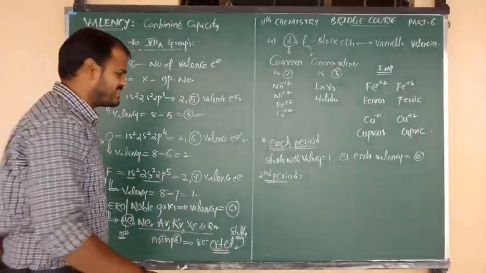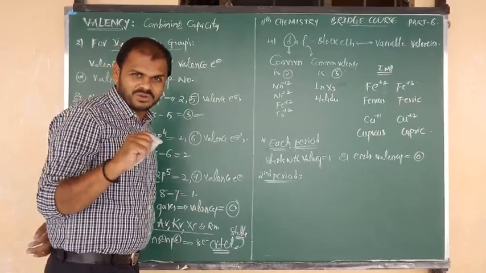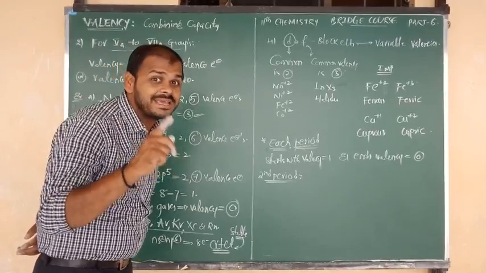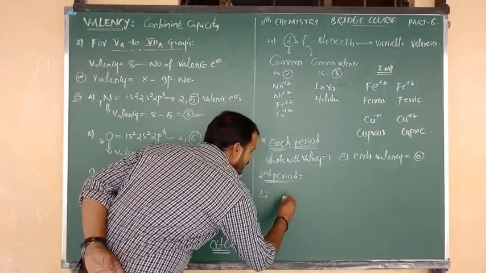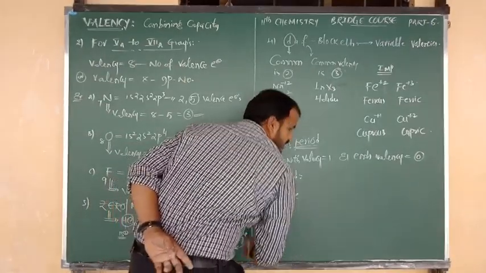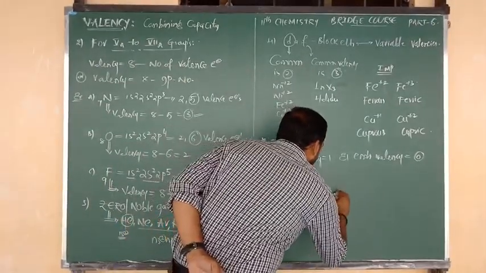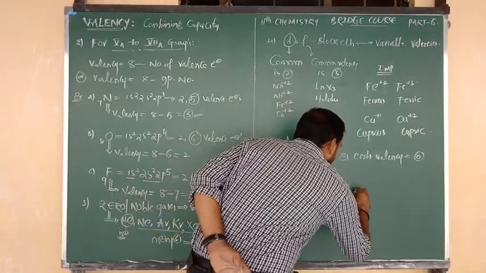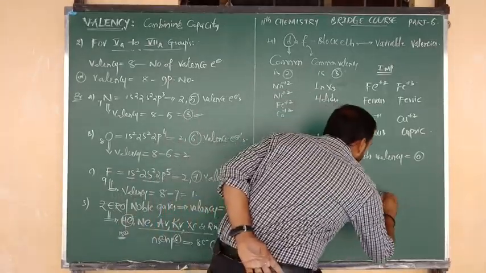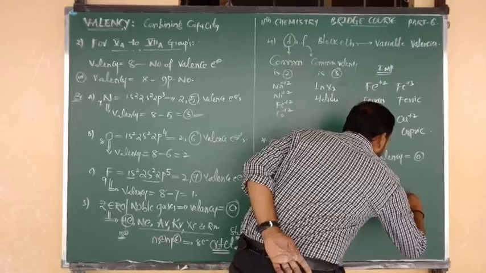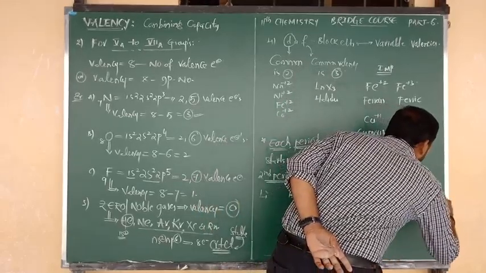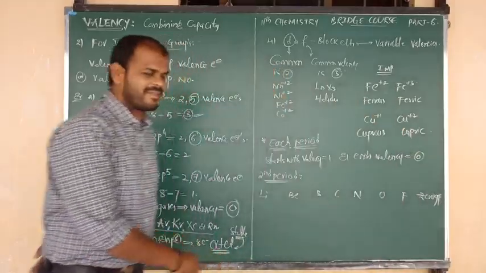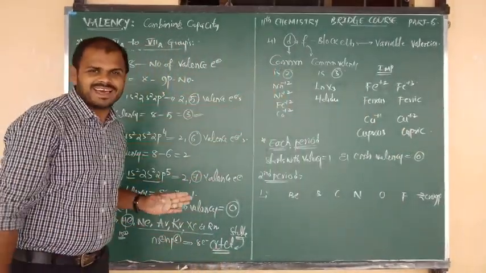Second period means starting with lithium. Below hydrogen, lithium is there. So second period is nothing but lithium. Next one is beryllium, next is boron, next is carbon, next is nitrogen, next is oxygen, next is fluorine, and last is 0 group. Second period elements are clear.